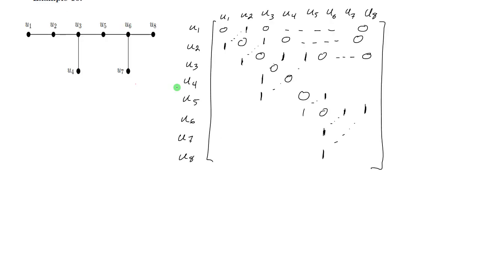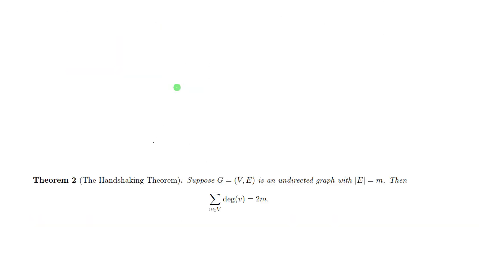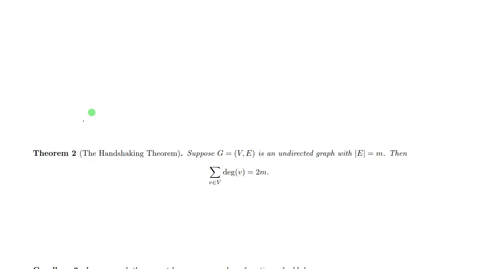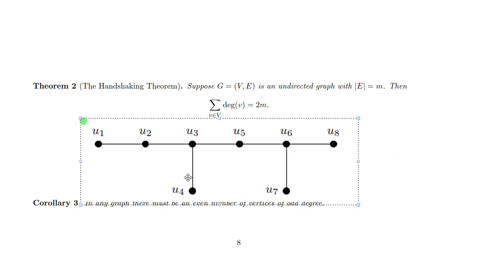The next theorem that we'll look at is the handshaking theorem. In any undirected graph with m edges, the sum of the degrees, so if I add up all of the degrees for all of the vertices in my graph, then we're going to end up with 2 times the number of edges. Let's look back at one of our undirected graphs. Maybe we'll just use this one as an example. Copy that in here again, since we've already got it ready.